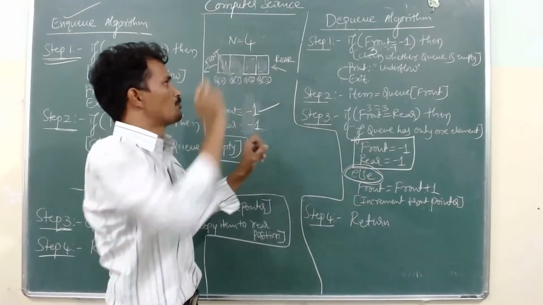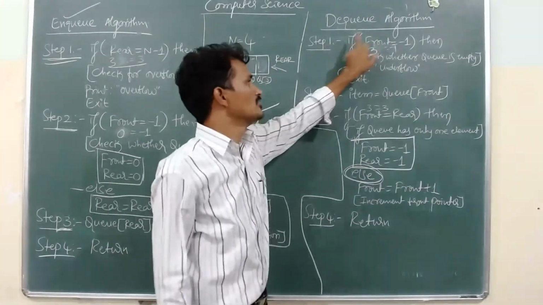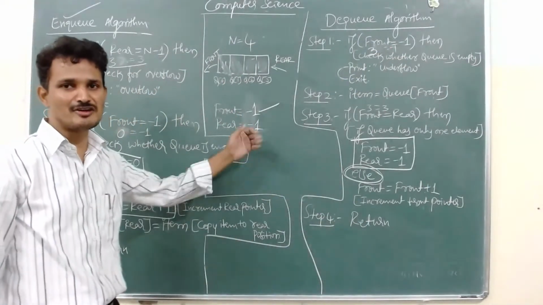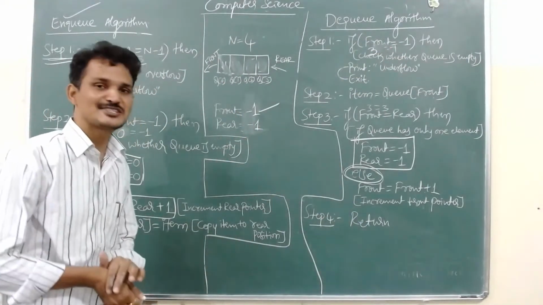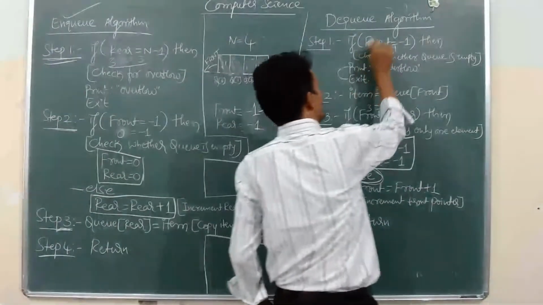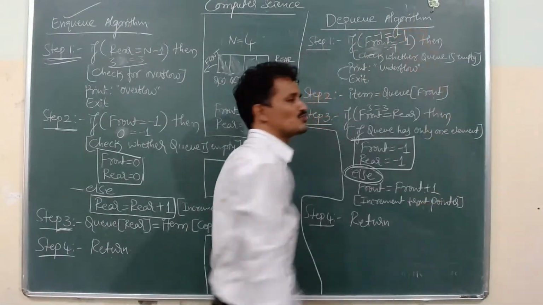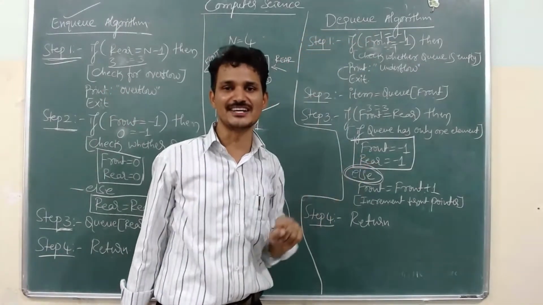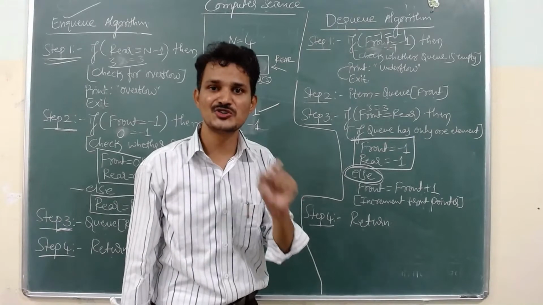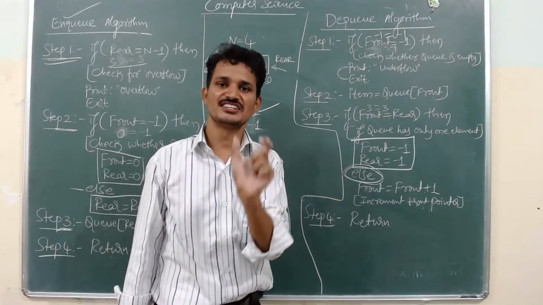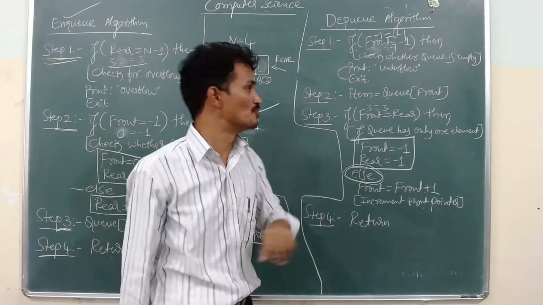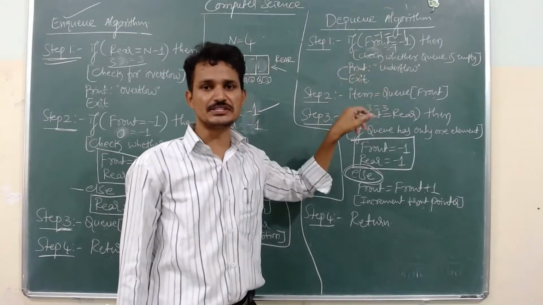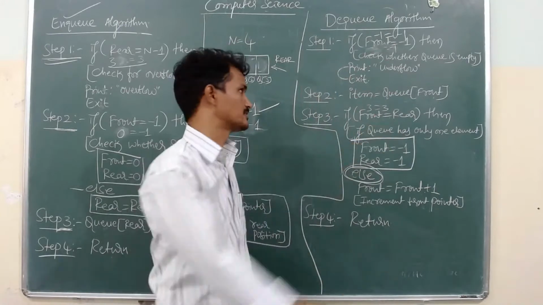Again, I will go with step 1. If front is equal to -1, what is the value of front? Have a look at the values. Front is -1. So -1 is equal to -1. Condition true. When this condition is true, I am supposed to execute this print statement and also exit.